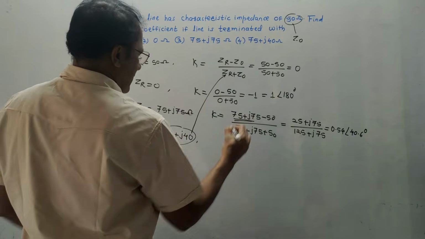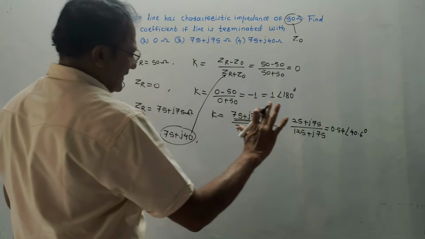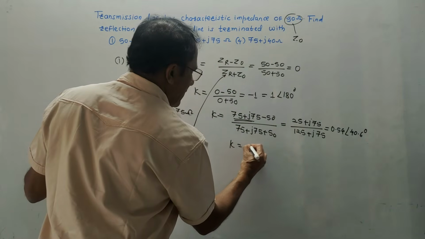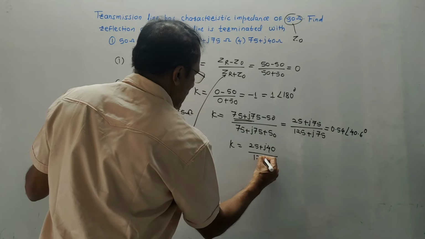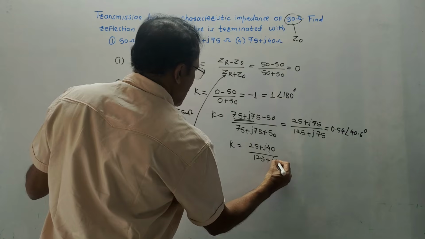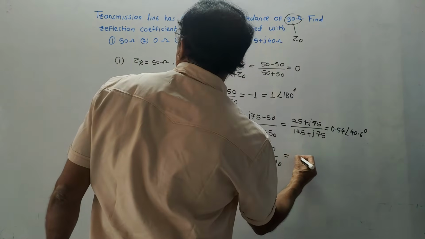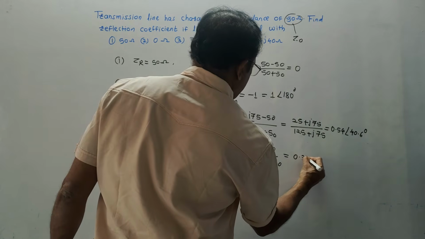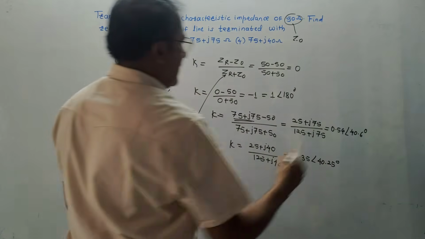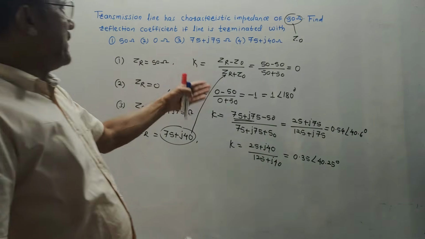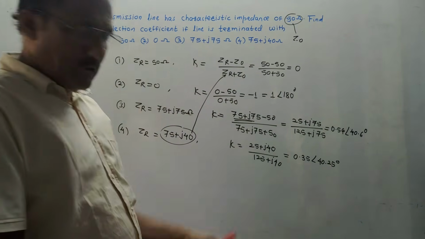So as I mentioned, just put the value of ZR in this formula. Instead of 75 plus J75, you will be putting 75 plus J40, remaining all the things will be the same. So K will be 25 plus J40 upon 125 plus J40. If you solve this on the calculator, the answer will be 0.35 at an angle 40.25 degrees. So these numericals are pretty simple. You just have to make use of only one formula. Now let us solve one numerical related to SWR.